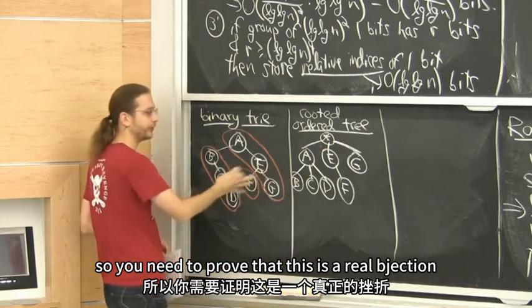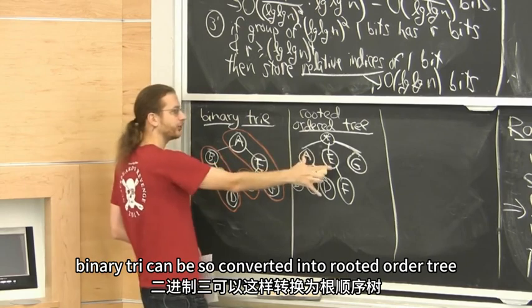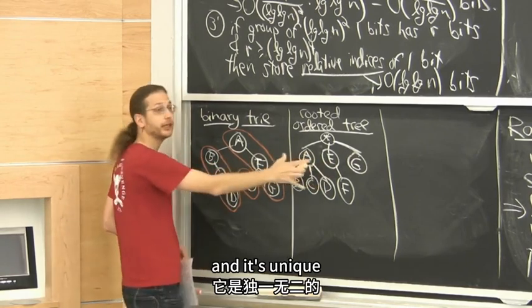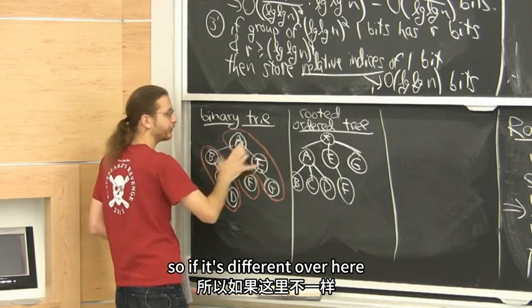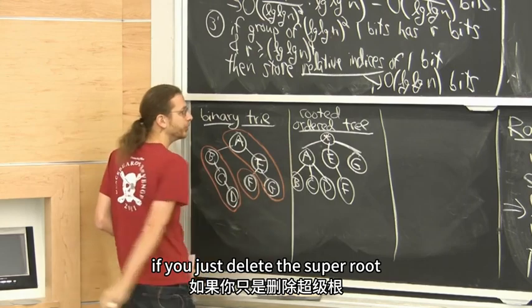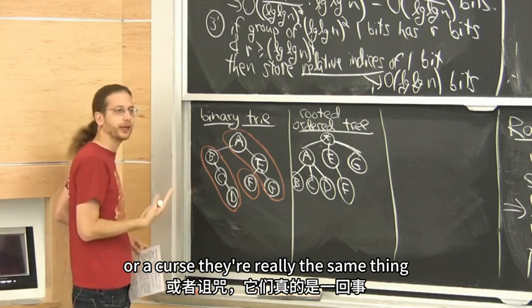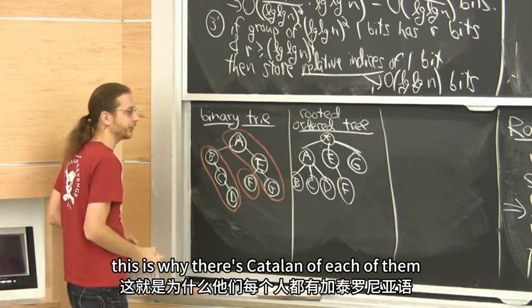So you need to prove that this is a real bijection. Every binary trie can be so converted into a rooted ordered tree, and it's unique. So if it's different over here, it'll be different over here. And you can convert backwards as well if you just delete the superroot and turn all the children into a right spine or recurse. They're really the same thing. This is why there's Catalan of each of them.